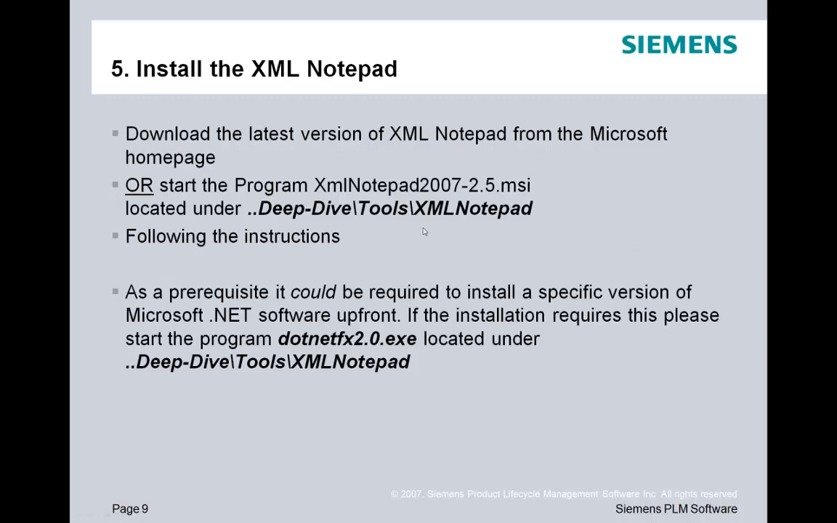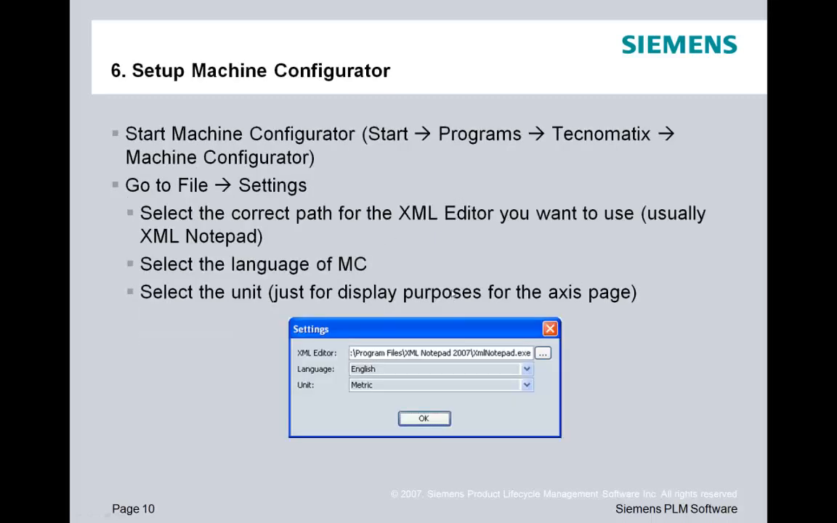For the advanced version of Machine Configurator, we're using an external XML editor. You can use your own. You can use your favorite text editor, although this is probably not very convenient to modify XML. What we would really recommend is to use the Microsoft XML Notepad. You can use the latest version, which is 2.5. You can find it on the Microsoft website. Download it and install it.